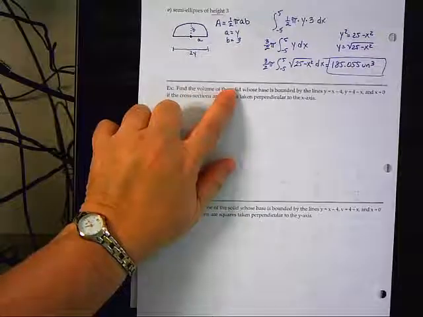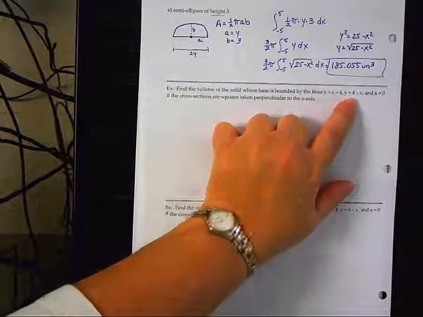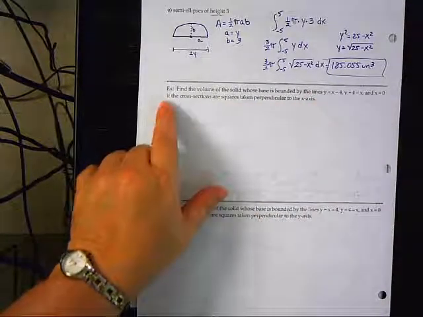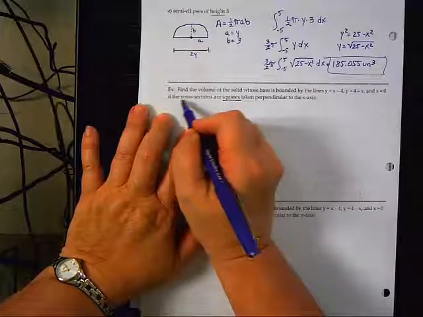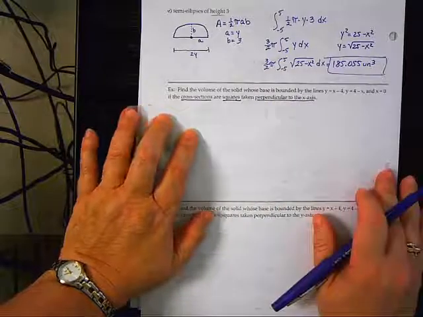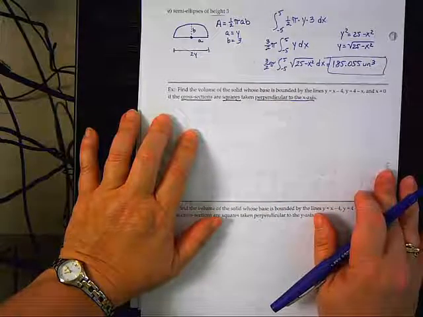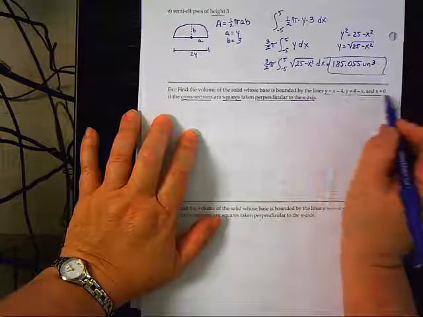Find the volume of a solid whose base is bounded by the lines, or it tells you they're lines, that's nice, these three lines. If the cross-sections are squares, that's the important part. The fact that it says cross-section, squares, and perpendicular to the x-axis. Those are the three most important parts of this problem, besides the equations of the lines, of course. I'm going to go underline those as well.